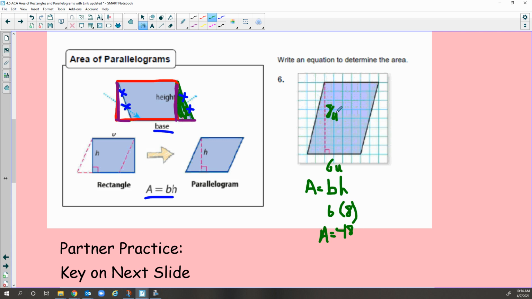Well, I don't have an official unit of measurement, so I just have to use this general one, units, and then I square it. Okay? That's it. That's everything you need to know.